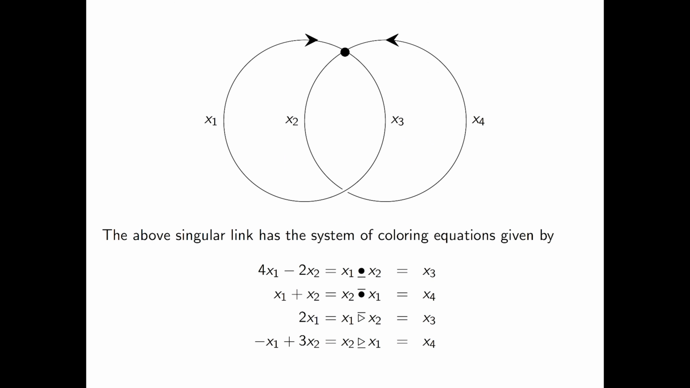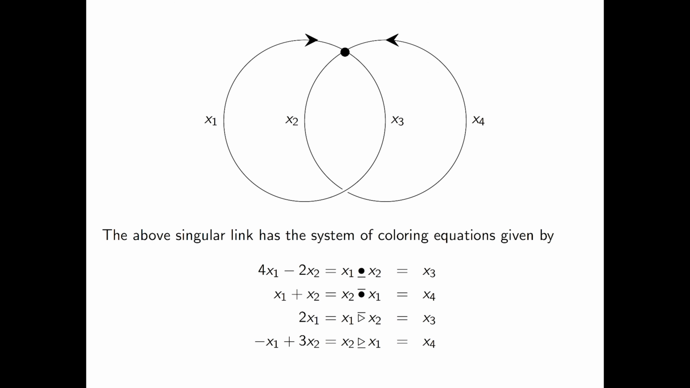Now let's consider this singular link diagram. This is similar to our first singular link, but here we have one singular crossing and a classical crossing. We still have an orientation on this, and so the first thing we want to do is fix an ordering on these semi-arcs. So let's label them x1, x2, x3, x4.